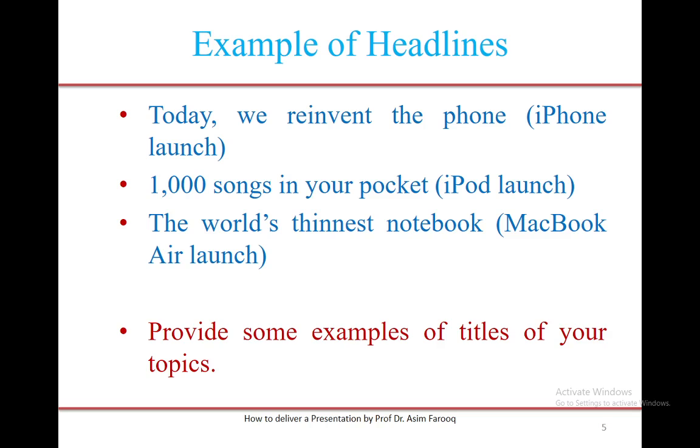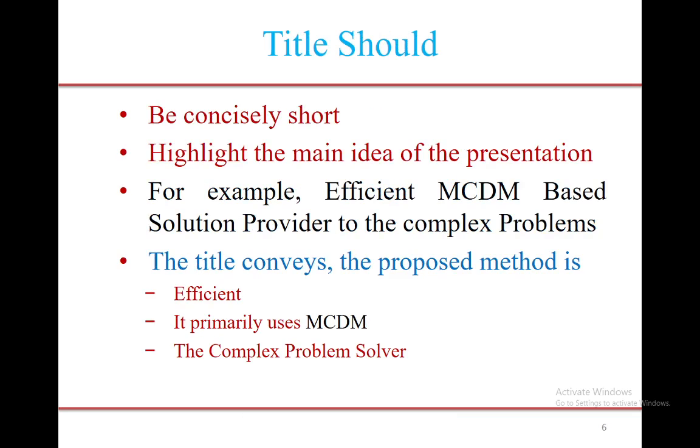If you can make some examples of the title of your work, it should be concise, concrete and short. Again, as I mentioned before, it should be concise and highlight the main idea. For example, an efficient MCDM based solution provider for complex problems, or sustainable solution to problems, or effective communication skills. It should be efficient, it should mention the methodology or the tools, and it should also focus on the statement of the problem or the nature of the problem.